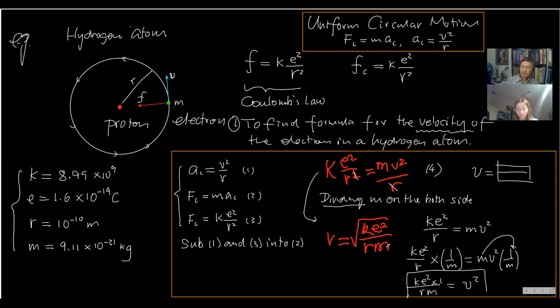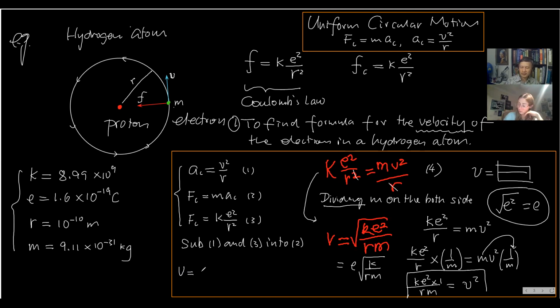Can you see? If you want to simplify this a little bit, we can put this e square and the square root will cancel. We can put the e in front. Can you see that? Because the square root of e square is just equal to e, right? That's it. So that is the formula for the velocity, right? And then you can substitute these numbers if you have time.